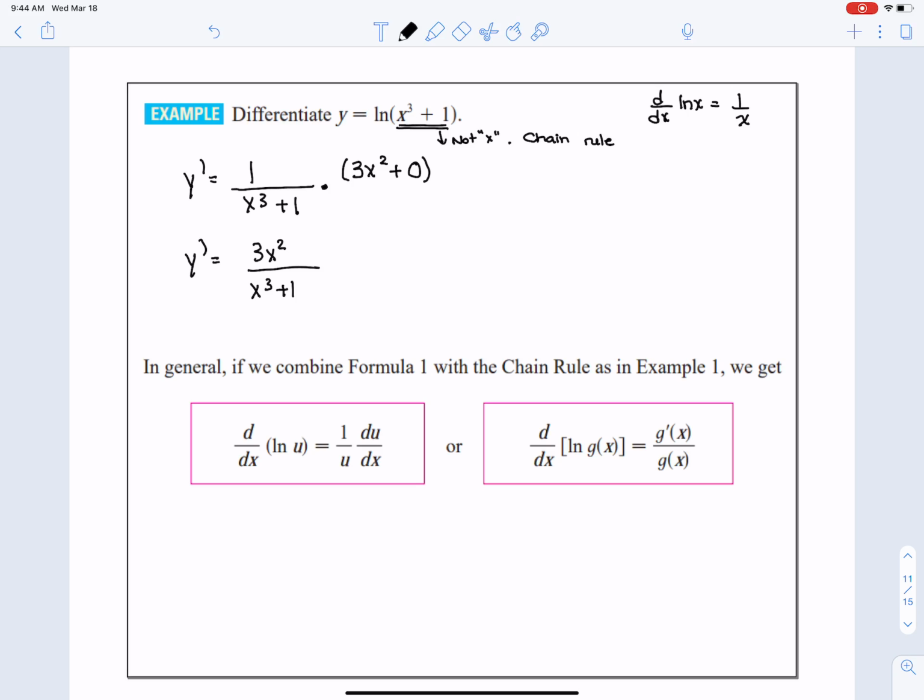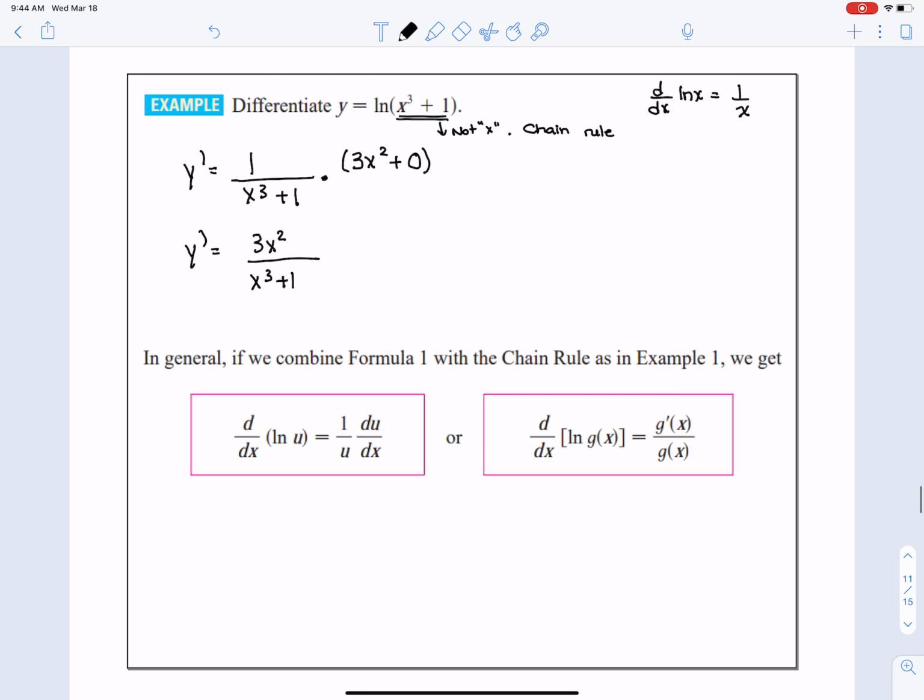Okay. These two results down here are just confirming that when you have the inside of that argument that is not an x, you need to remember to apply chain rule for whatever that argument is.